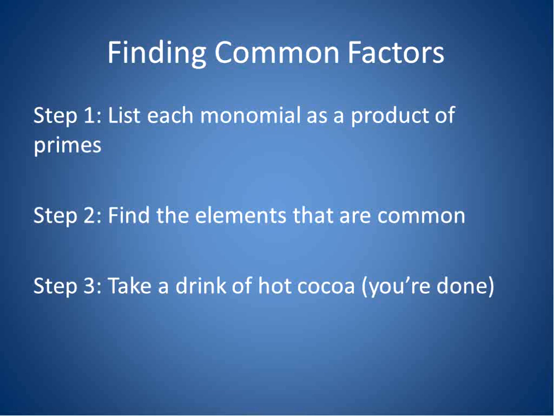So the steps, again, that you would follow to find common factors between different monomials inside of a polynomial are: step number 1, you would list each monomial as a product of its primes. And then step 2 is that you would find the elements that are common. And then, again, take a bit of a rest, a break, because that's all, you're done.